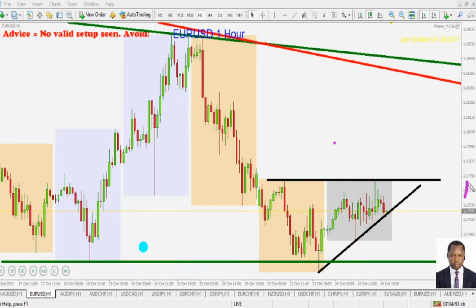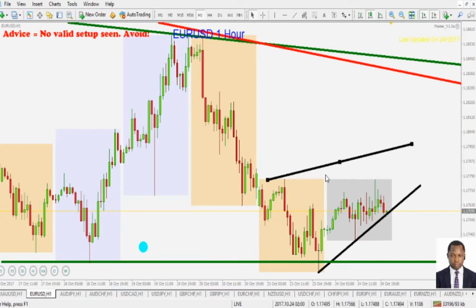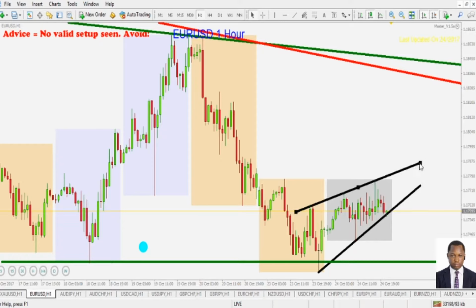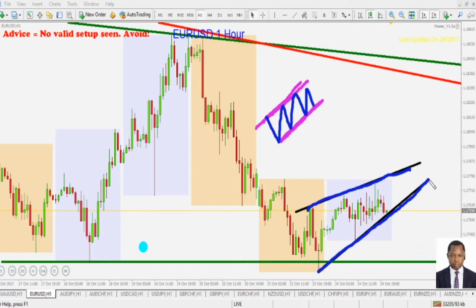Even though some of you are drawing this as a channel, which is obviously not. This is not the type of channel you want to draw. This is not a channel. It is more of a triangle. For a channel, you want your lines to be parallel to each other, and price bouncing within them. Not this type of lines. Don't keep that.